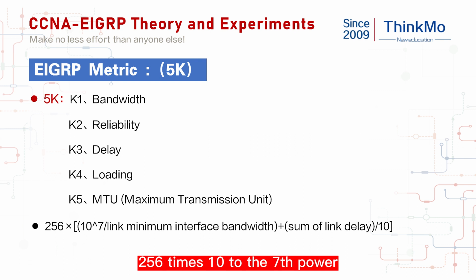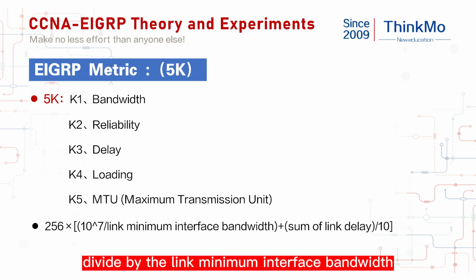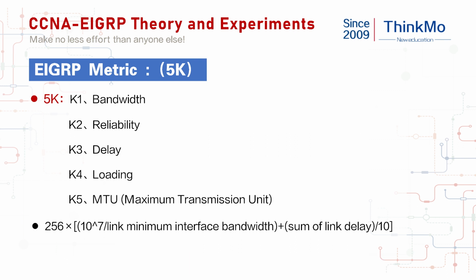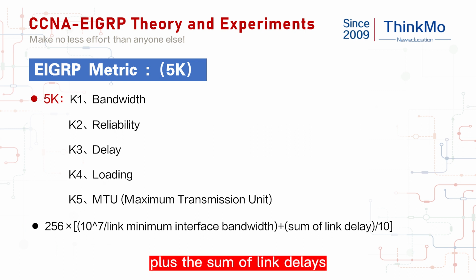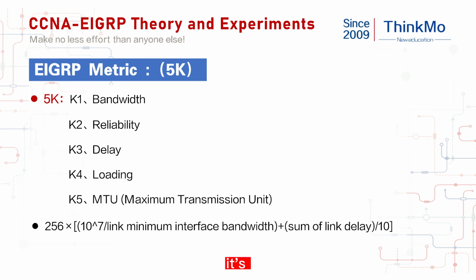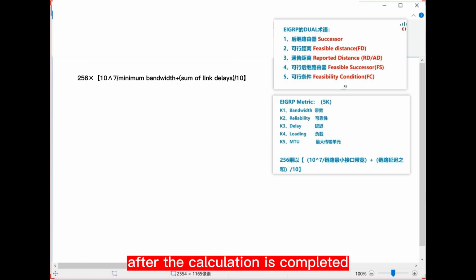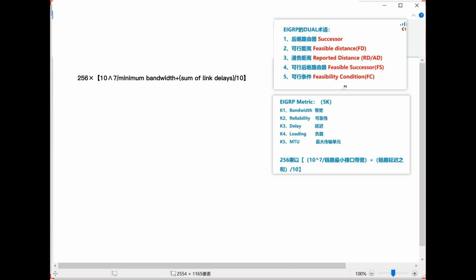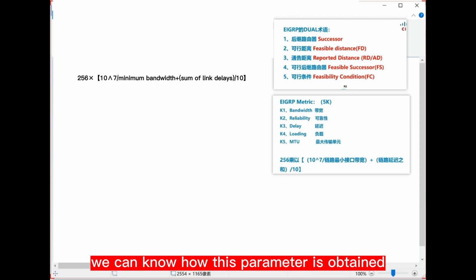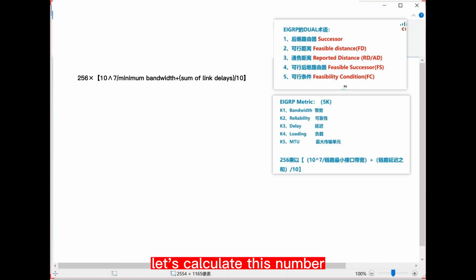256 times 10 to the 7th power, divided by the link minimum interface bandwidth, plus the sum of link delays, divided by 10. This formula is a bit more complicated. It's okay. Let's do a calculation on it later. After the calculation is completed, we can know how this parameter is obtained. Let's calculate this number, like the 435200 we just saw.